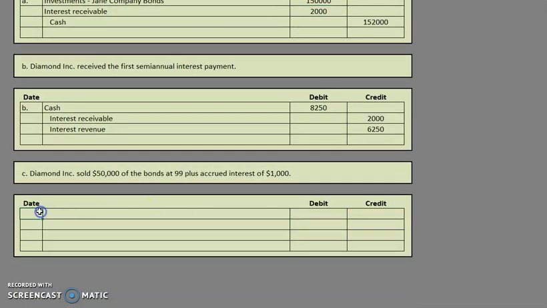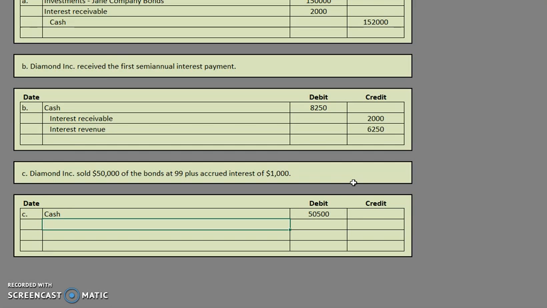All right, let's take a look at C now. Now in C, it's saying that Diamond Inc. is selling 50,000 of the bonds at 99. So we have a little bit of a rate here, plus accrued interest of 1,000. So let's start by figuring out how much cash they're receiving. So they're selling 50,000 of the bonds at 99, plus they are getting 1,000 in interest.